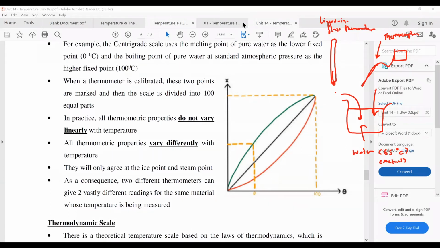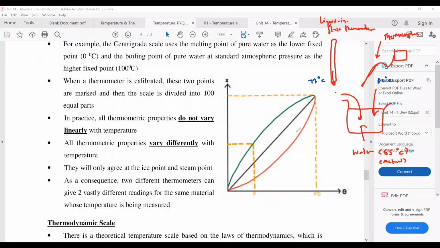It could be that maybe this one will give you 72 degrees centigrade. Maybe this one will give you 61 degrees centigrade. They won't give you exactly the same value. And sometimes they won't even give you the actual value itself. All right, the reasoning is because your thermometric property does not vary linearly with temperature.